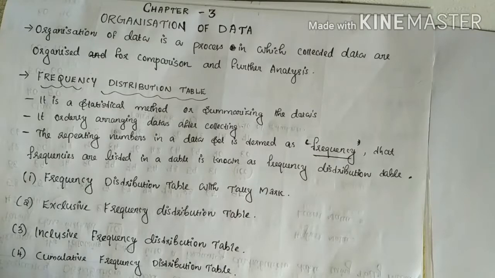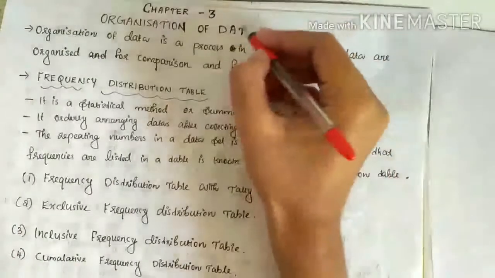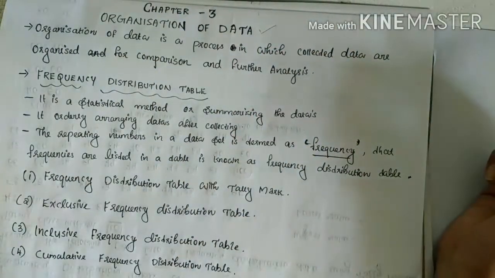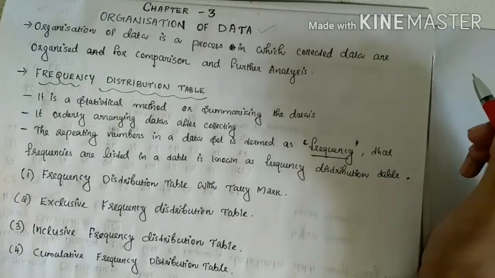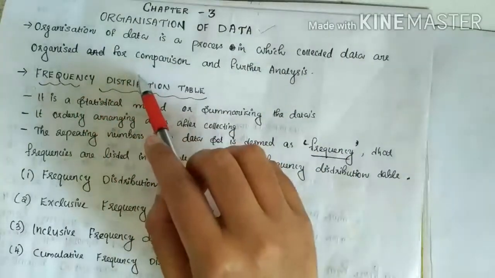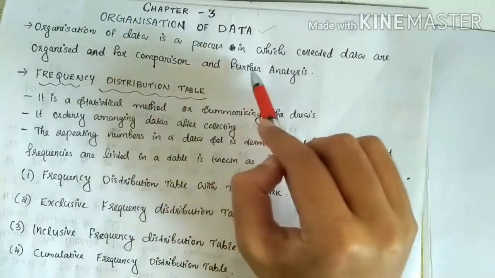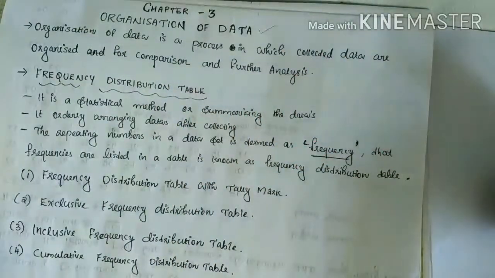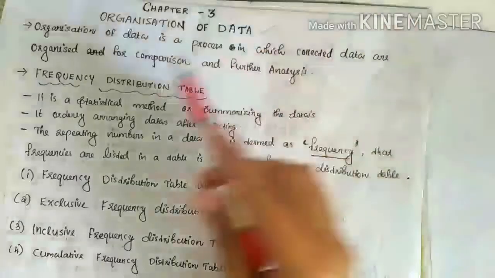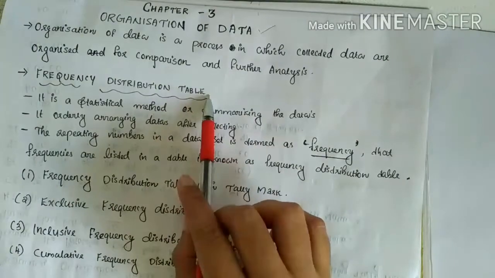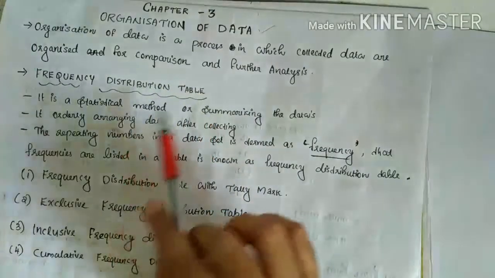Hello students. Today we are going to discuss the topic Chapter 3, that is Organization of Data. Organization of data is a process in which the collected data are organized for comparison and further analysis. In this third chapter, one of the important topics is preparation of frequency distribution table. It is a sure question in your examination.